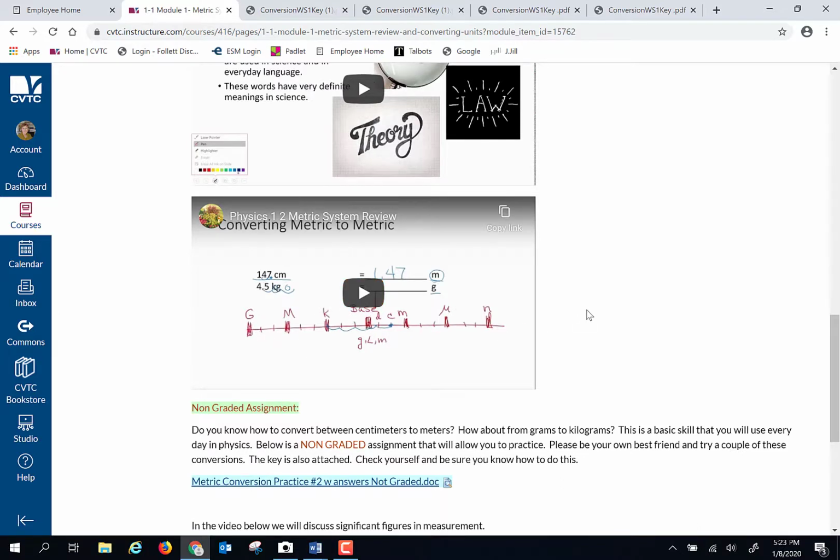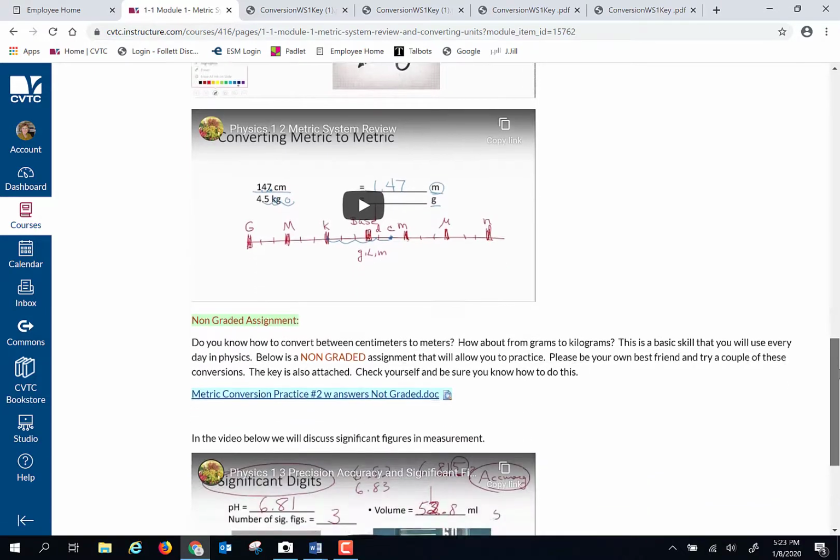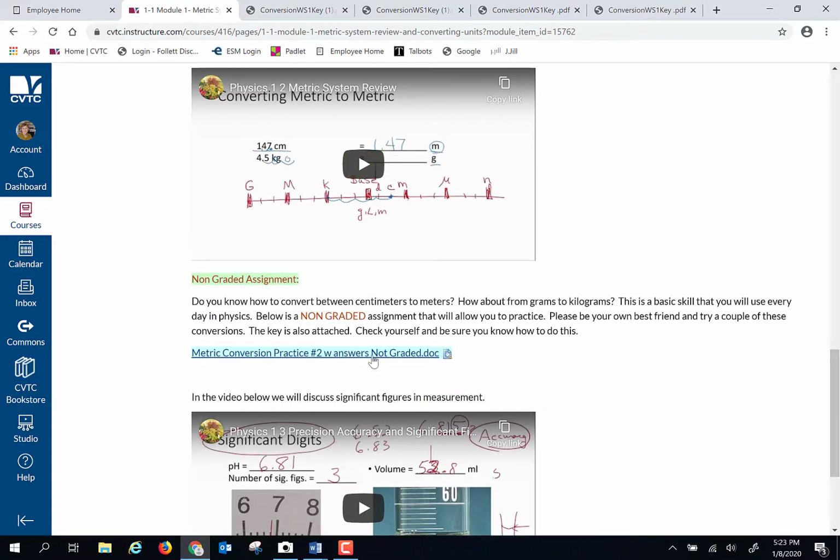Now, depending upon the last science class or math class you had, for some of you this is common knowledge and you remember this because you just had it. Maybe you had chemistry last semester. In order to make sure you are prepared for this class, I have a non-graded assignment, and it is right here. There are some practice problems converting. Do them, don't do them. I only ask that you be your own best friend. The assignment is given, the answers are attached. Do a couple of them to make sure you know how to convert within the metric system, because that is a skill you must have to survive physics.